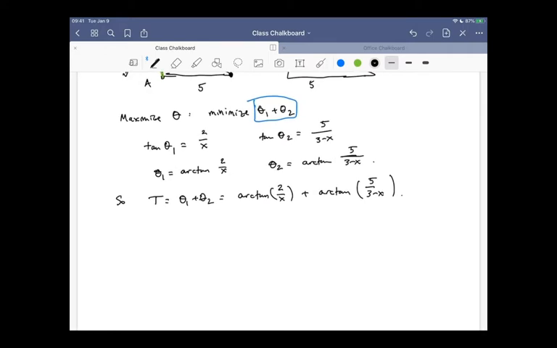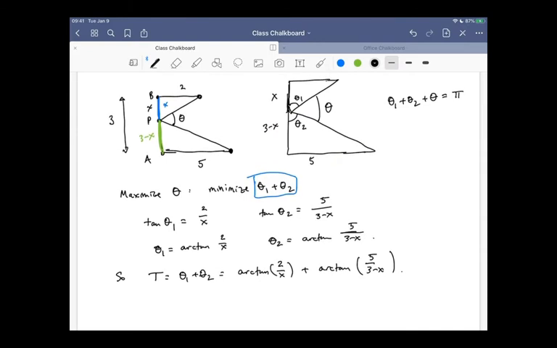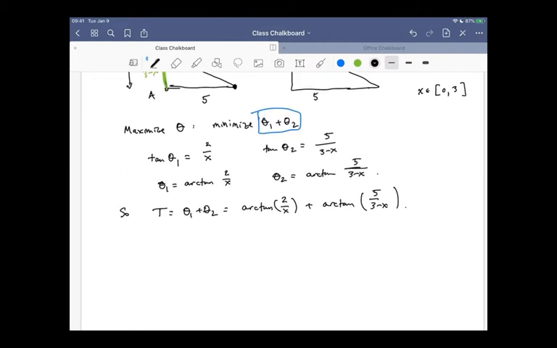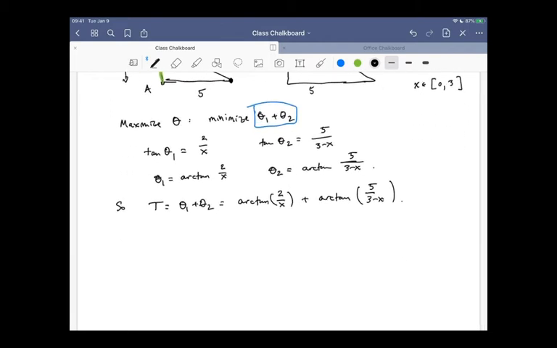If we want to minimize this, first off, let's go back up and say what our range of x's is. Here x clearly has to be between 0 and 3, because the point P has to be between A and B. That was a restriction of the problem. So let's throw the derivative at this and see what we get.